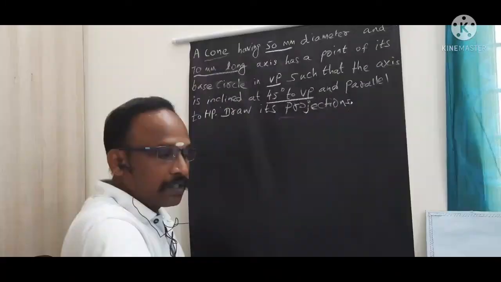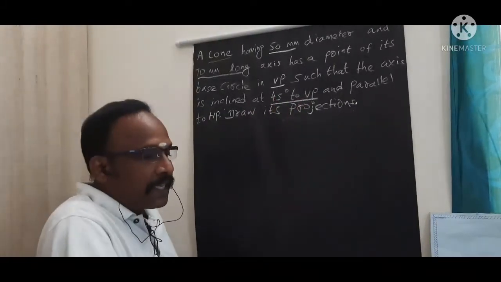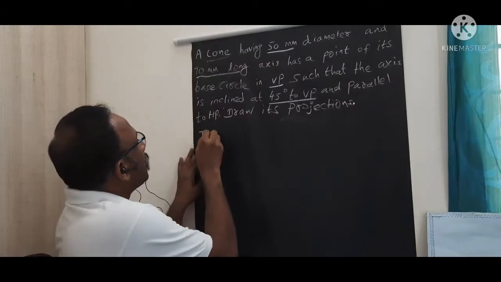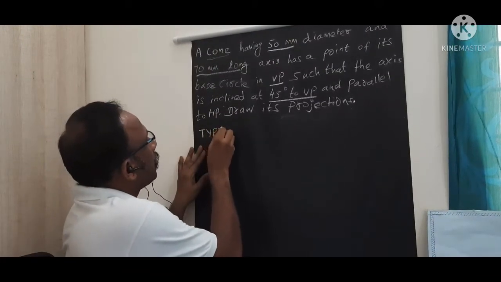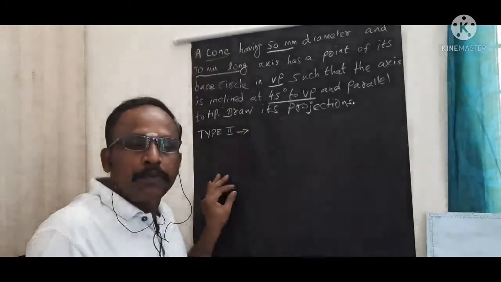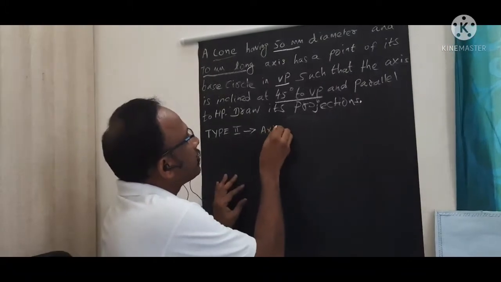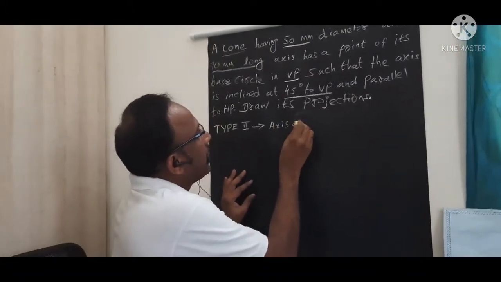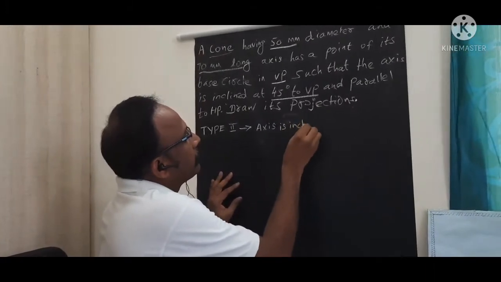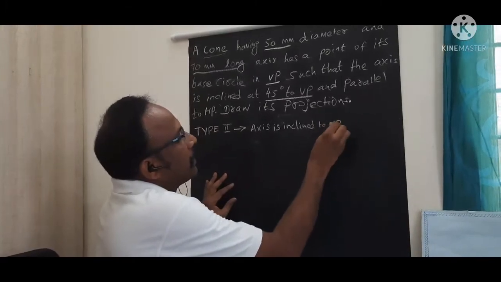Draw its projections. From this particular sentence, we can clearly understand this is the type 2 problem. So what is a type 2 problem? How can we identify it? Whenever the axis of the solid is inclined to VP, inclined to the vertical plane, this is a type 2 problem.